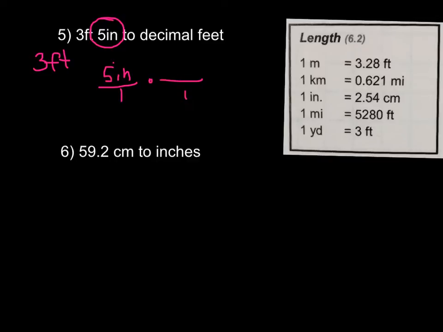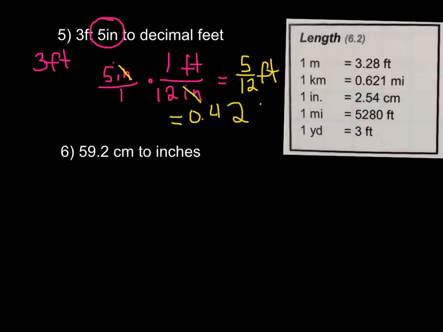So remember, our inches are going to go on the bottom, and we have our feet on top. Okay, so we know that 1 foot is equal to 12 inches. When we multiply across, our inches go away, and we end up with 5/12 of a foot. Now in order to get that into a decimal, we're going to have to divide. So we're going to do 5 divided by 12, which is equal to 0.4, and it doesn't say to round, so rounding to the nearest hundredth, 0.42 feet.